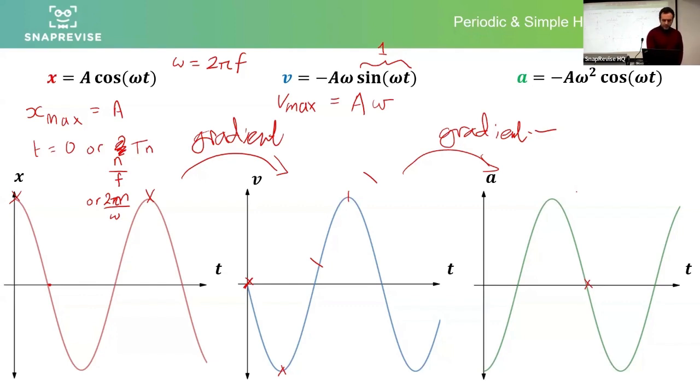And that's going to be whenever x is 0. Because whenever x passes through the equilibrium point, that's when its gradient is steepest. Therefore, that's when the max velocity is.